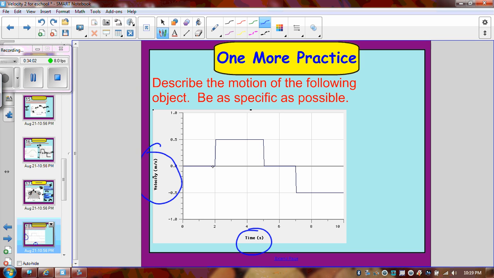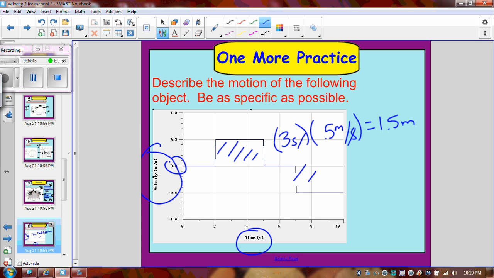For the first 2 seconds, it looks like the object is going 0 meters per second, so it's not moving. Then the object, for the next about 3 seconds, is going 0.5 meters per second, pauses, and then goes negative 0.5 meters per second. Now, we can also use the little trick we know about area. For this rectangle right here, the area would be base, which is 3 seconds, times height, which is 0.5 meters per second. The seconds cancel out, and 3 times 0.5 gives you 1.5 meters.